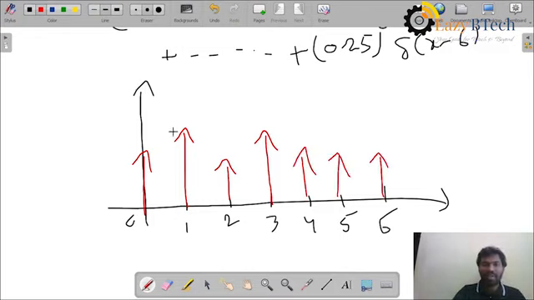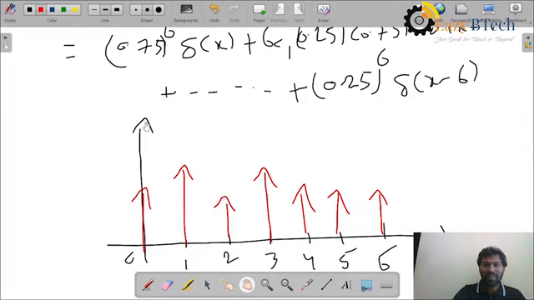So these values are different, and they can be found from the above expression. So this value is 0.75 to the power 6 at the origin, and at x equal to 6, you have 0.25 to the power 6. So likewise, you can draw the density function of a binomial random variable.